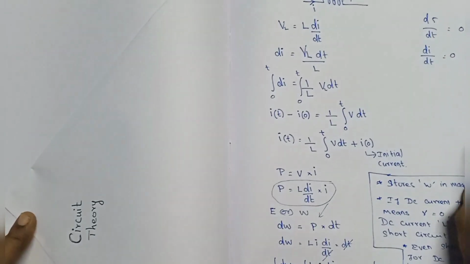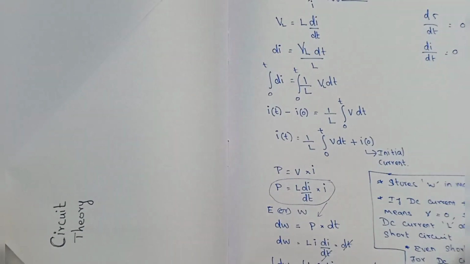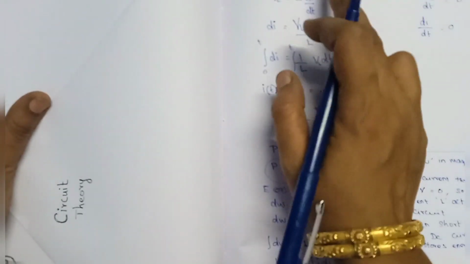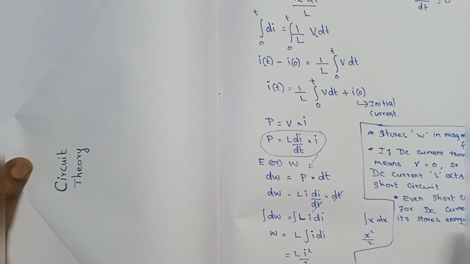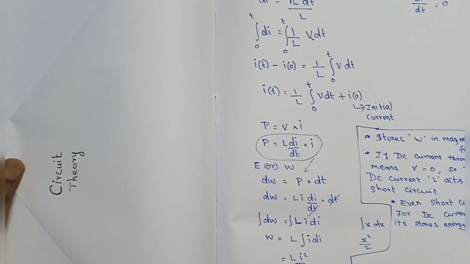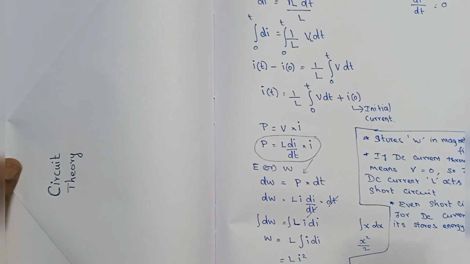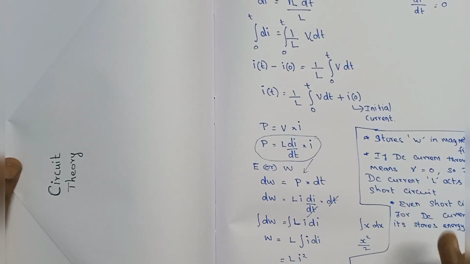So all this, let me consolidate. Inductor stores the energy in magnetic field, and for the DC current, inductor acts as short circuit because the voltage is 0. But even though short circuited for the DC current, it stores some energy.